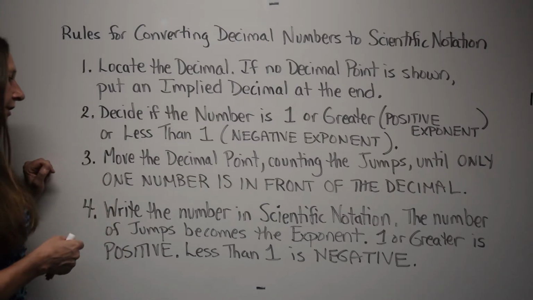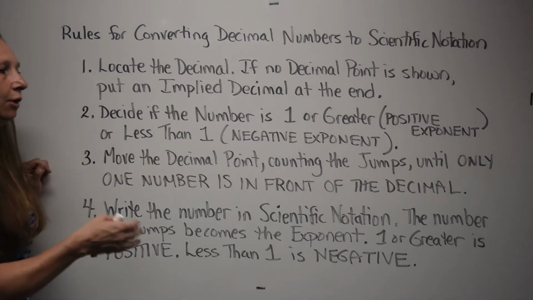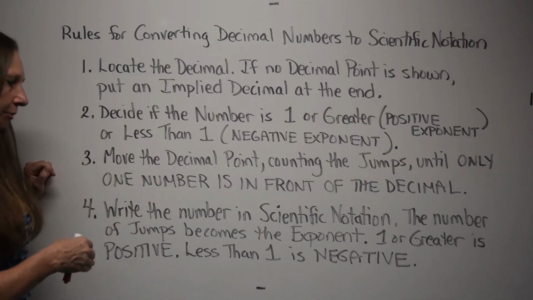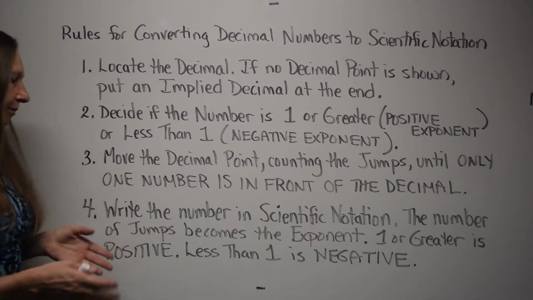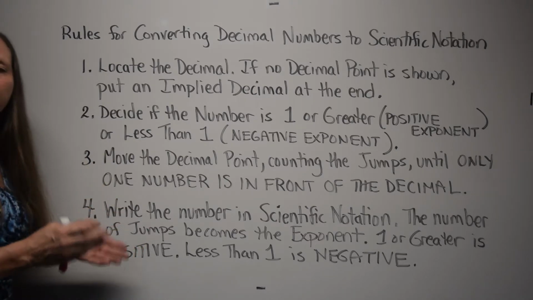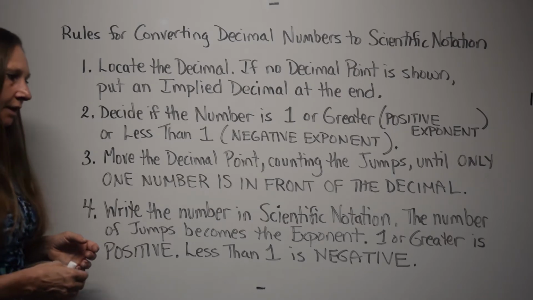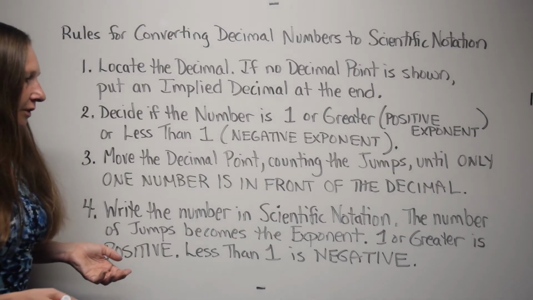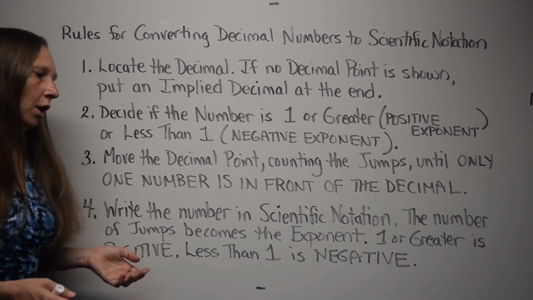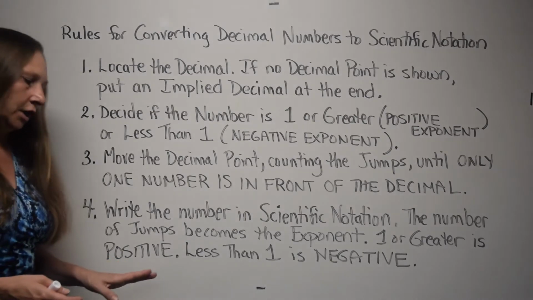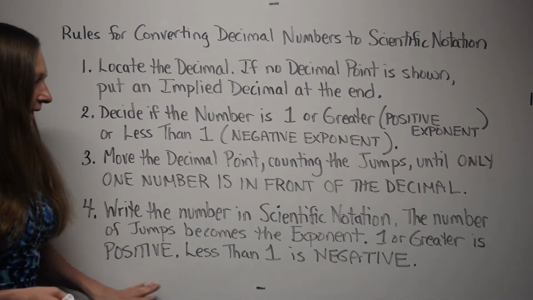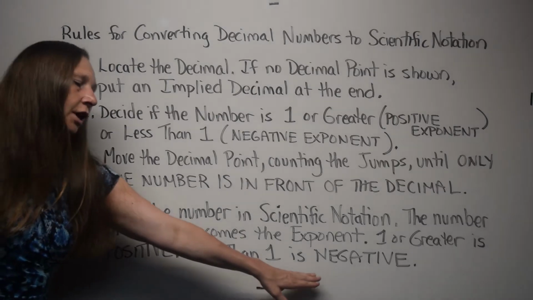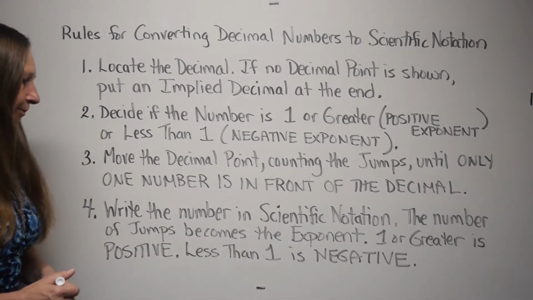The third thing we did was to move the decimal point and count the number of jumps until only one number was in front of the decimal. And then finally, the fourth thing that we did was to write the number in scientific notation. And again, the number of jumps becomes the exponent. If the decimal number was 1 or greater, then the number of jumps becomes a positive exponent. If the original decimal number was less than 1, then the number of jumps becomes a negative exponent.